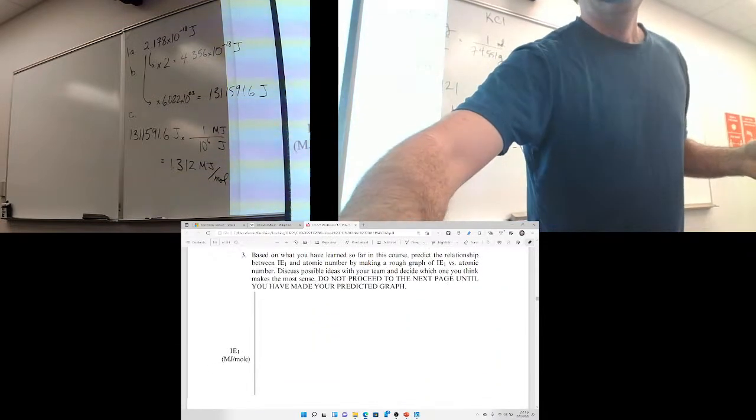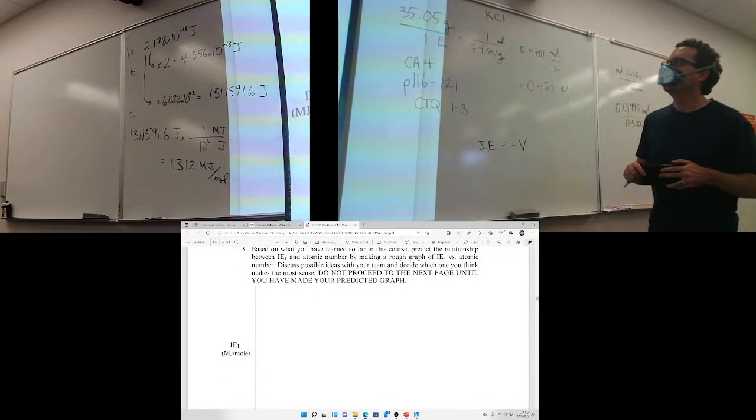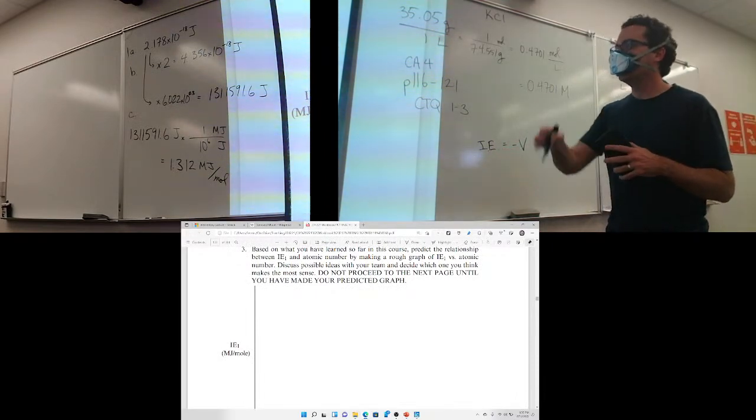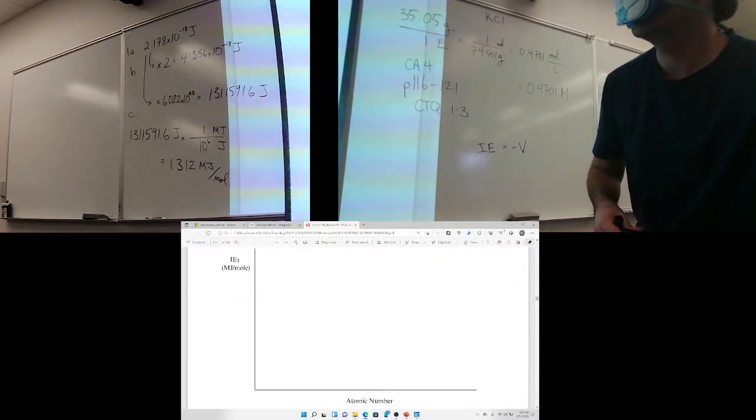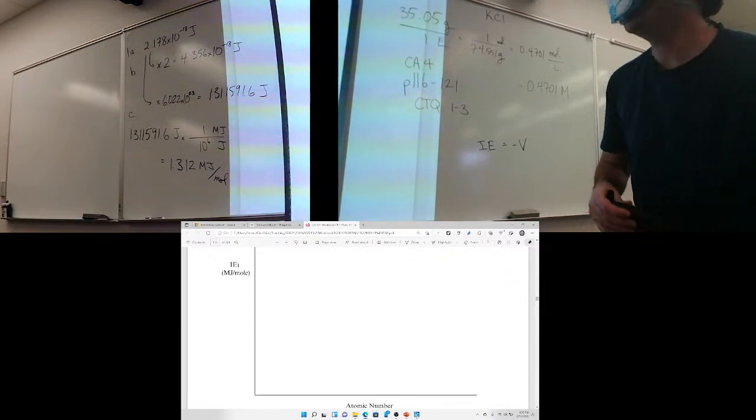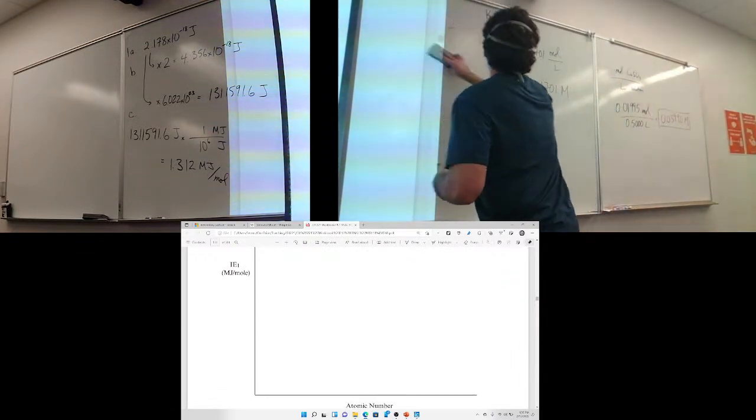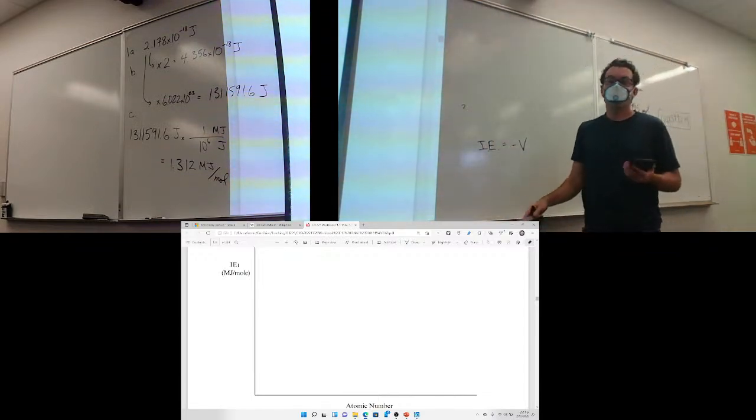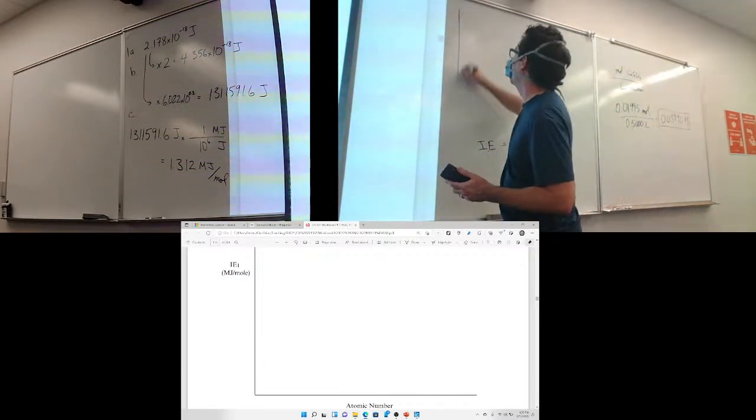Now, this is an interesting one. If you have to graph ionization energies versus atomic number, that's on the x-axis here, what would you predict based on what we've learned so far? I saw a couple different graphs. Anybody want to explain why they think what they thought? Sure, I'll give mine a go.